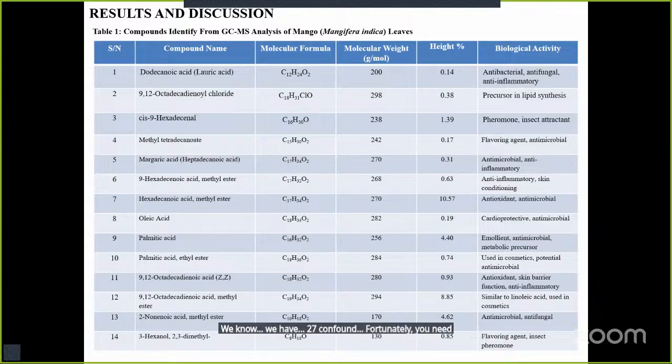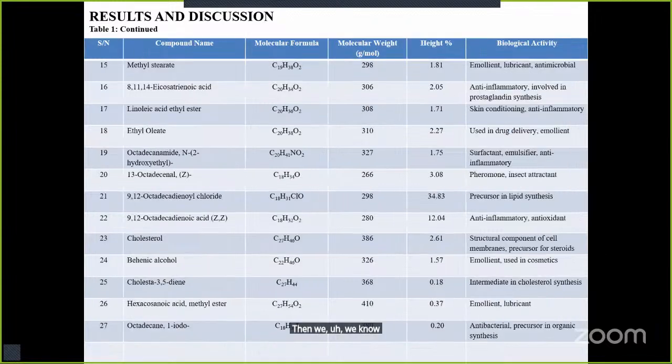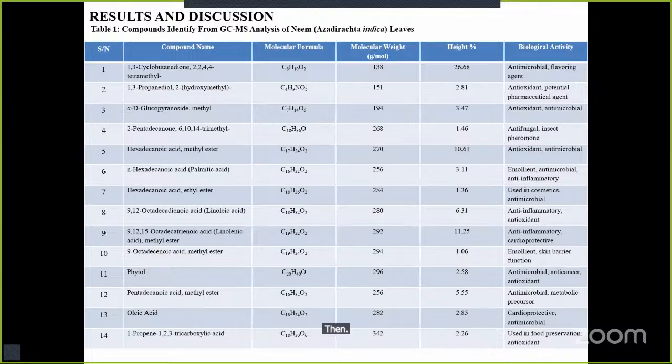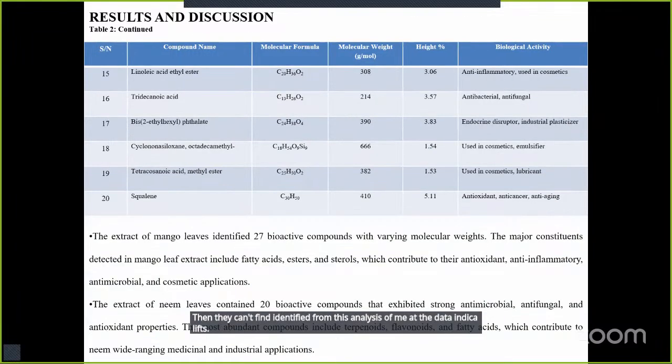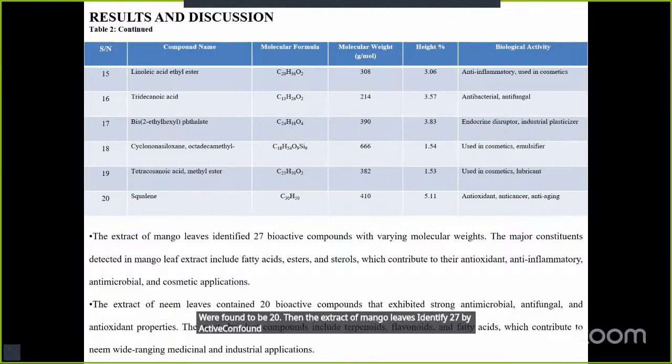This is the compound name, molecular formula, molecular weight, peak percentage, and biological activities. We know these are the 27 compounds found in mango leaves. The compounds identified from GC-MS analysis of neem, Azadirachta indica, leaves were found to be 20. The extract of mango leaves identified 27 bioactive compounds with varying molecular weights.